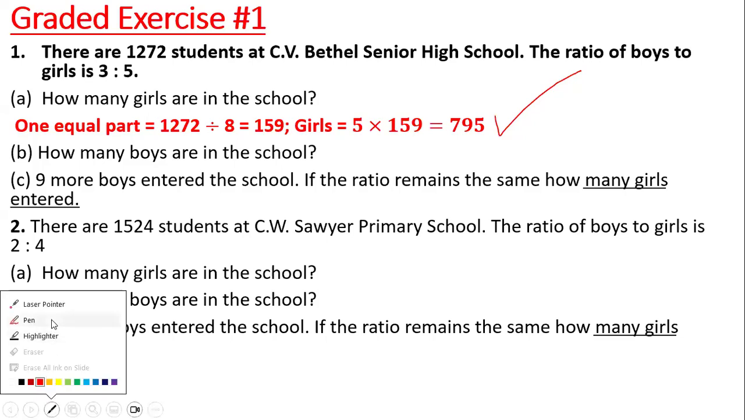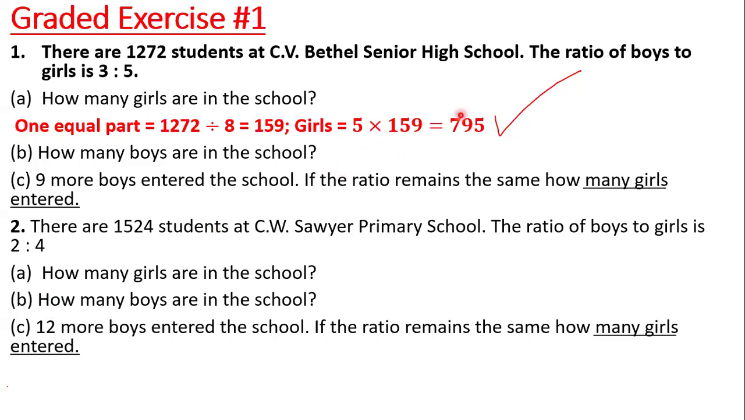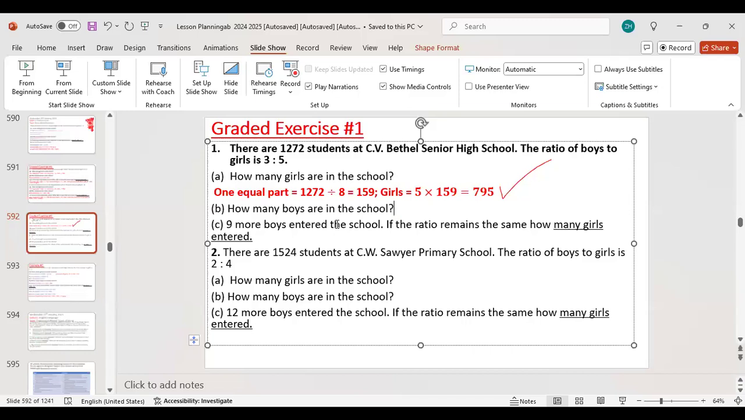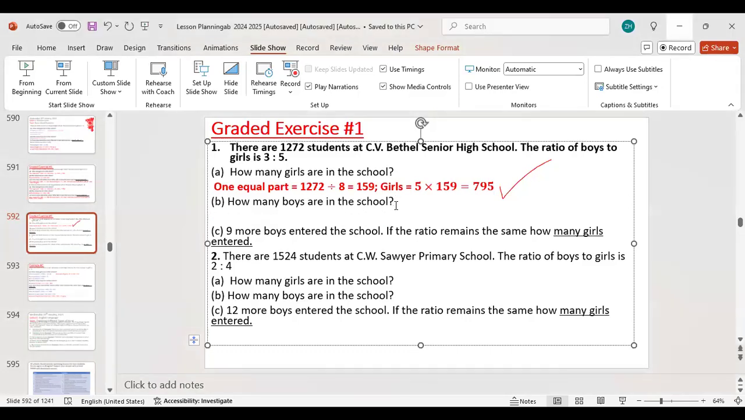All right, so did anyone get 795 for the first one? Good. Aliyah was explaining part B. Finish, re-explain it again, Aliyah. So for part B, you'd have to times 159 times by 3, and that gives you 477.